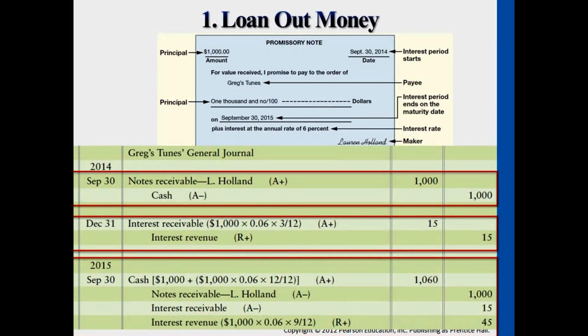When it comes to the maturity date, next year, September 30th, we collect the total cash, $1,000 plus $60, and this breaks down to $1,000 principal, $15 that you recognized earlier as receivables, and $45 as interest revenue earned from January 1st all the way to September 30th in this year. So this is the $45 of revenue that belongs to this year.